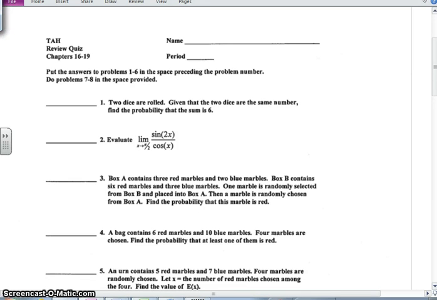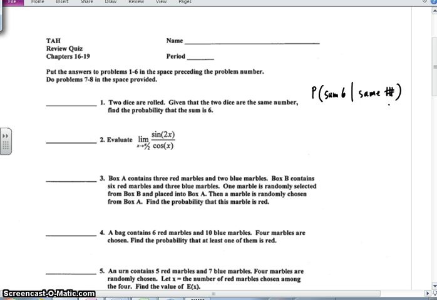All right, this is going over the second review quiz from chapters 16 and 19. Start with number 1. It's a probability question. Two dice are rolled. Given that the two dice are the same number, find the probability that the sum is 6. So I'm finding the probability that the sum is 6 given that they're the same number.